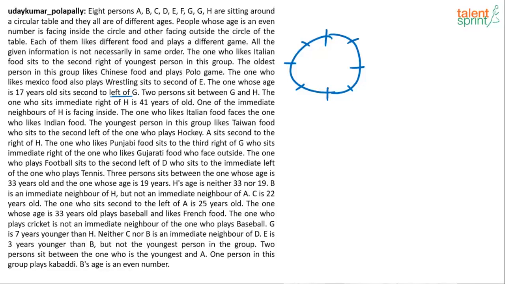The one who likes Punjabi food sits third to the right of G, who sits immediate right of the one who likes Gujarati food, who faces outside. Okay, the one who plays football sits to the second left of D, who sits to the immediate left of the one who plays tennis. The language also is not very proper here. Okay.